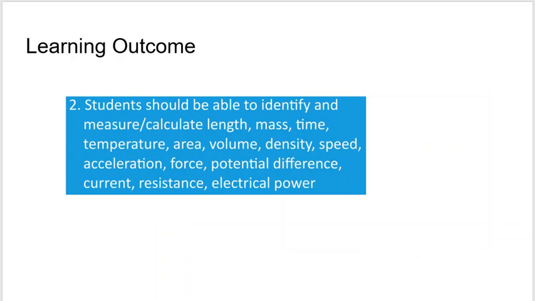So measurement. In this lesson, the learning outcomes: students should be able to identify and measure time. This is one of the next quantities that we need to look at and be able to measure.